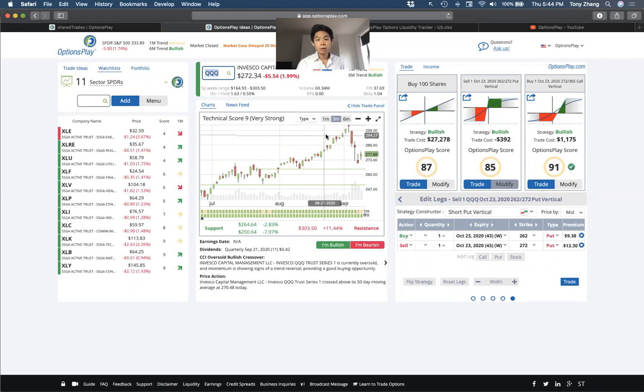Is the credit the max reward for a put credit spread? Yes, the credit that you receive on any type of selling strategy. You're selling a put, selling a covered call, selling a credit spread, selling a straddle, selling an iron condor. The credit that you receive is the max profit. Thank you so much, HH.